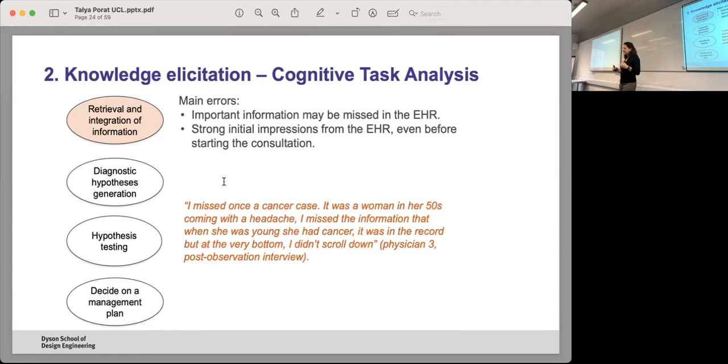So just to give an example, the first cognitive task is retrieval and integration of information. What we did, you'll see soon, is we analyzed it. We tried to think what information they need to gain to do this cognitive task, what could go wrong, and what design solutions we can propose for this. So, for example, in retrieval and integration of information, important information may be missed in the electronic health record. I don't know if you have seen an electronic health record, it's really difficult to find information there because it's mainly designed to insert information, less for decision-making.